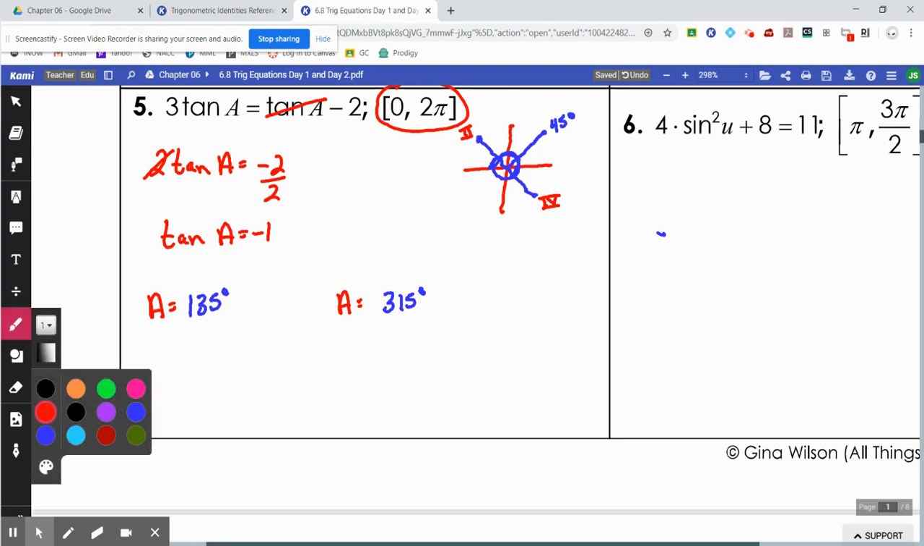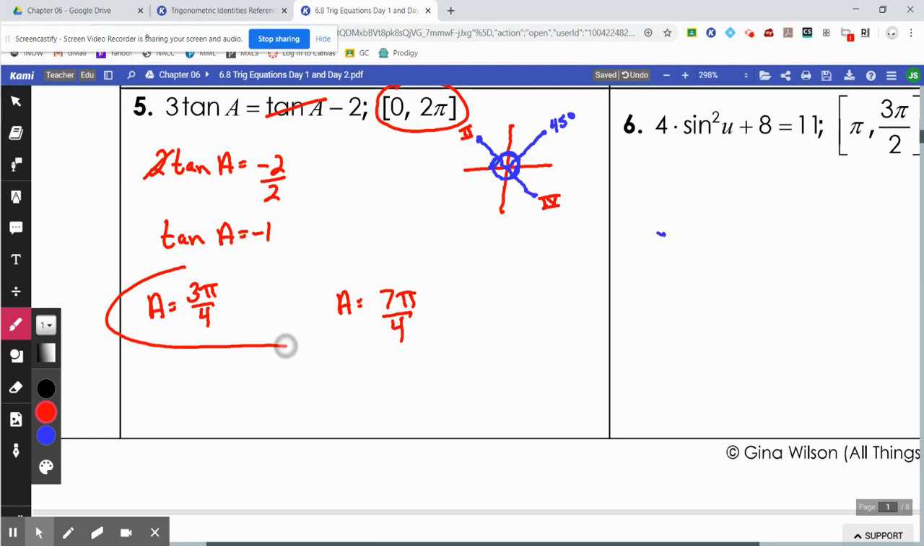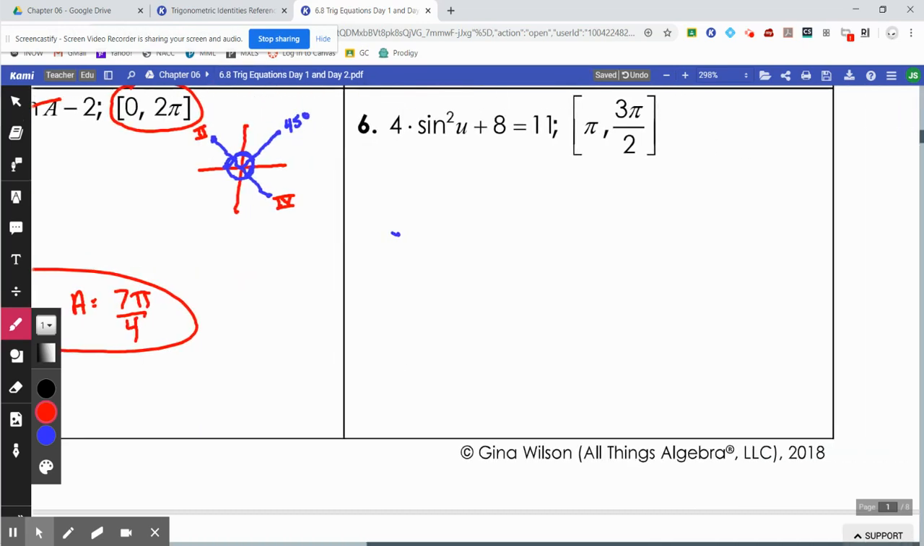So there's going to be 3 45s in 135, so let's change that now. That would be 3 pi over 4, if you write it as a radian. 3 pi over 4. And 315 would be 7 pi over 4. So that's all of your answers. On this one, we're only finding answers from 0 to 2 pi, and that would be all of them.